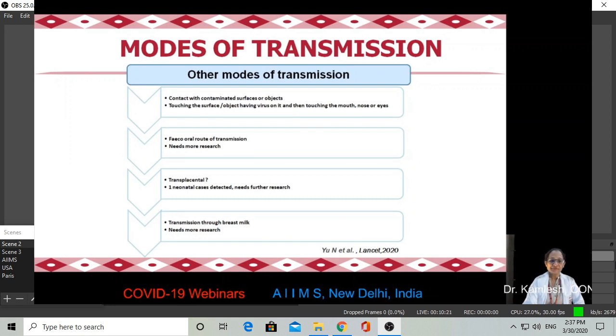Can it be passed on through a transplacental route? There are two instances of neonates being affected, one in China and one in London, but it is not yet clear whether these neonates contracted the disease before the birth or after the birth. So more evidence is needed in this direction. Similarly, transmission through breast milk also needs more research.